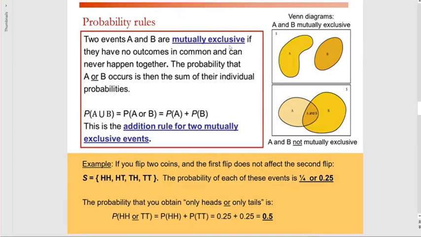Two events, A and B, are said to be mutually exclusive if they can't happen at the same time. Here we see a Venn diagram with event A and event B, and there's no overlap. They cannot occur at the same time. They have no simple events from the sample space in common. In this case, the probability that A or B occurs is the sum of their individual probabilities.